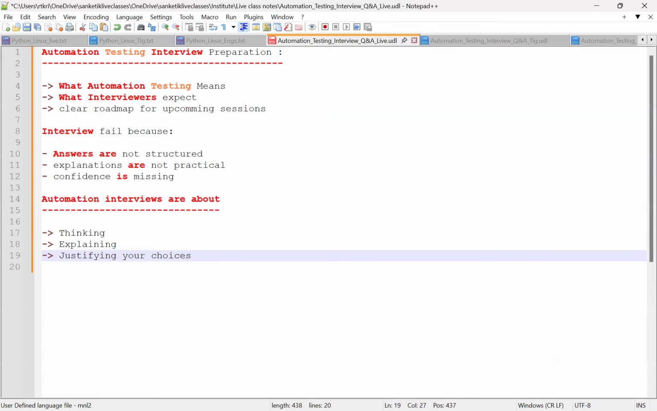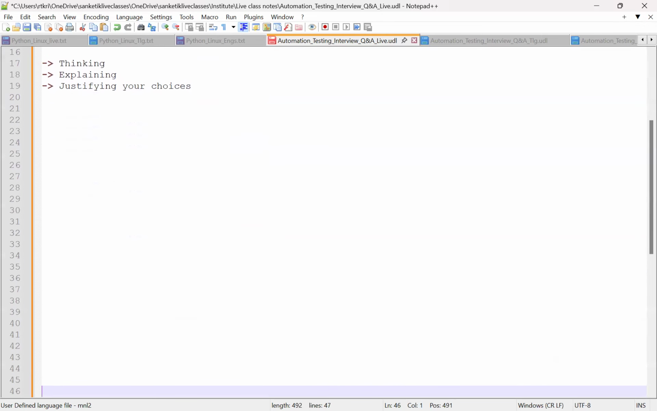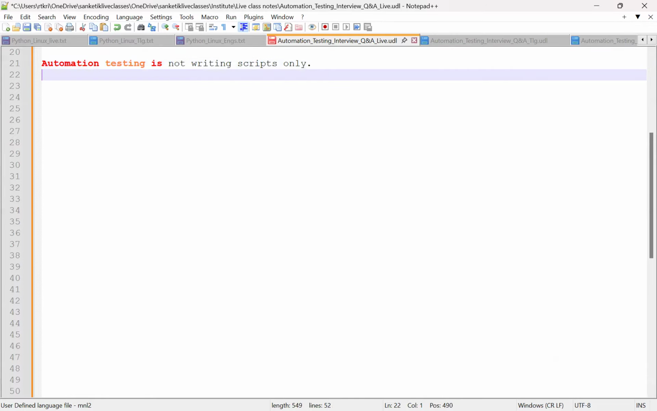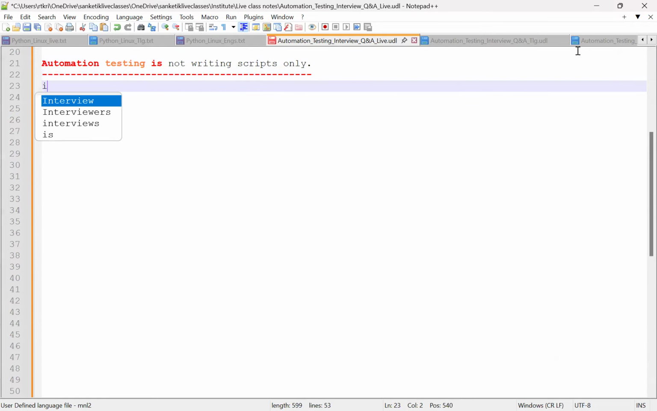So here, automation testing is not writing scripts only. Okay. Then what is automation?